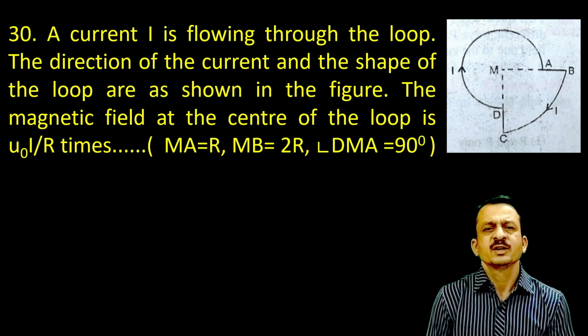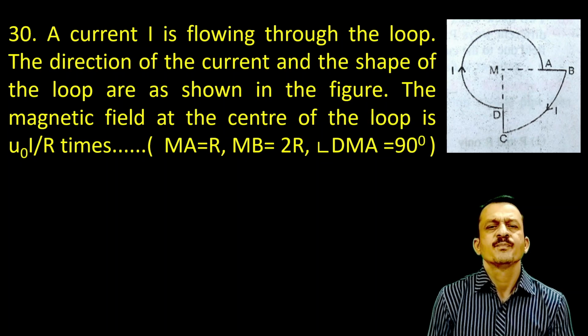One loop is 3/4 of the complete circle, and another loop is 1/4 of the complete circle. That is, an arc of length 3/4 and another arc of length 1/4. Now MA is the radius of the larger arc, given as capital R. MB is the radius of the smaller arc, given as 2R, and the angle is 90 degrees. Now look here, we have two arcs and two straight parts.